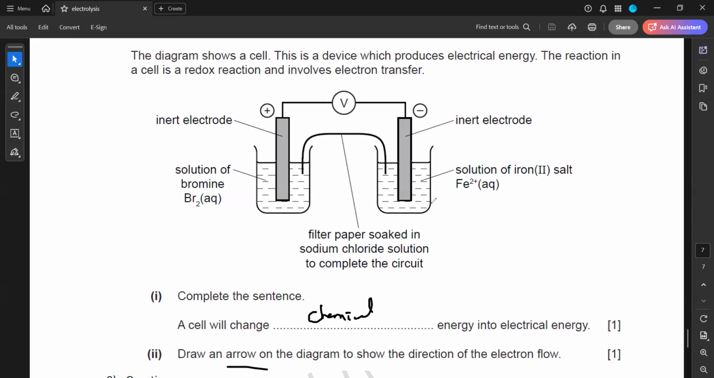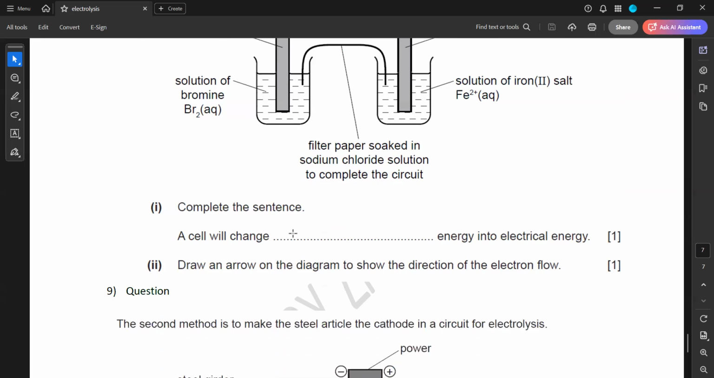And draw an arrow on the diagram. How will electrons move? Electrons will move from negative to positive. But this topic is removed from the syllabus, like the cell. Only electrolysis is there, but not the chemical cell.